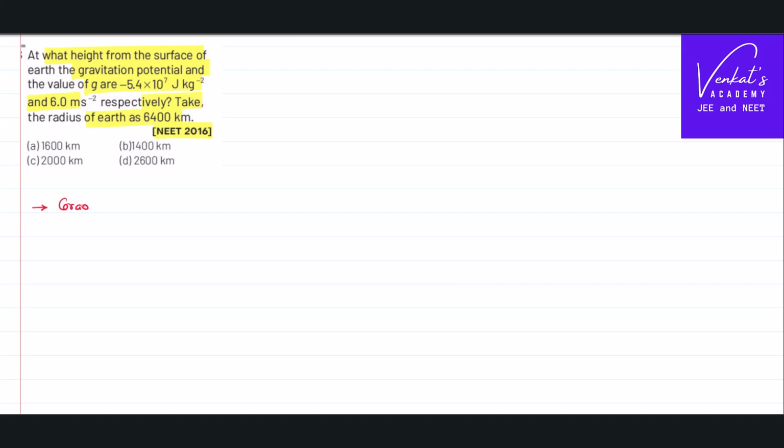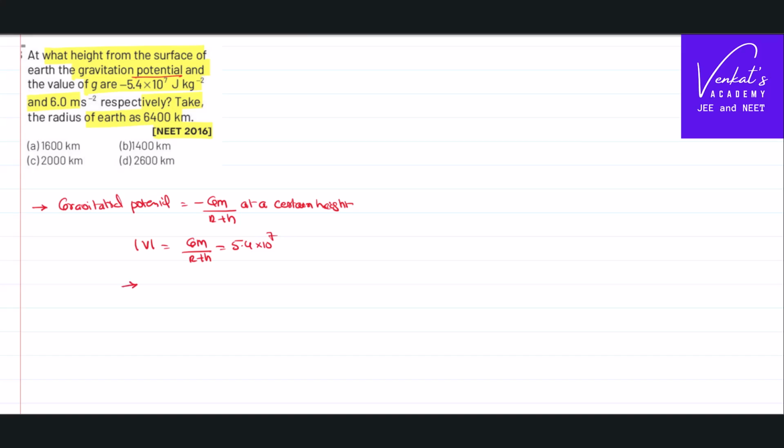First of all, what is gravitational potential? This is minus GM by r plus h at a certain height. Be careful, it's not minus GMm, that is gravitational potential energy, but what he has given is gravitational potential. So the magnitude of gravitational potential is GM by r plus h. I can take only the numerical value without worrying about the sign.